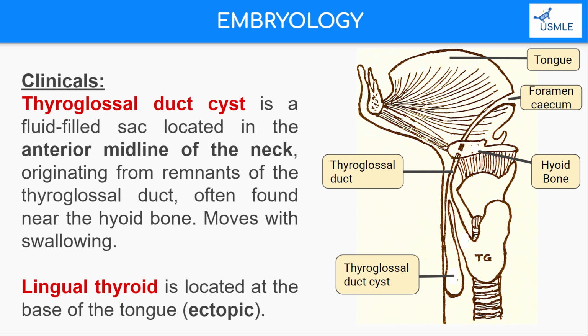As you can see from the diagram on the right, the foramen cecum begins at the root of the tongue and follows a course anterior to the hyoid bone in front of the cartilages and ascends to join the thyroid gland. Another clinical is a lingual thyroid, which is located in the base of the tongue.